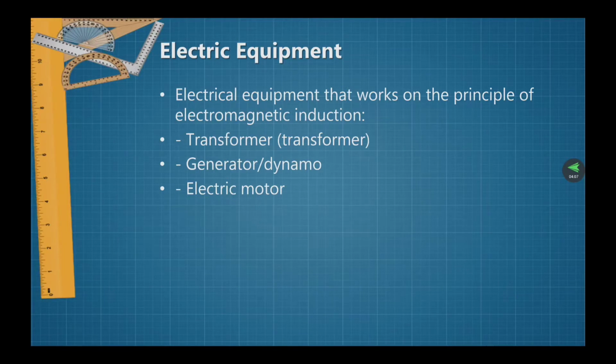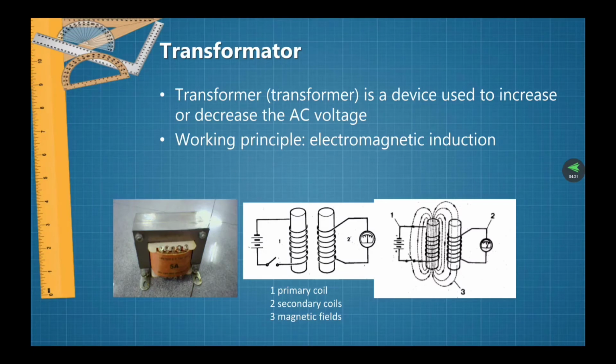This is the electrical equipment that works on the principle of electromagnetic induction. First is the transformer, and then the generator or dynamo, and electric motors. First, the transformer. The transformer is a device used to increase or decrease the AC voltage. The working principle of the transformer is electromagnetic induction.